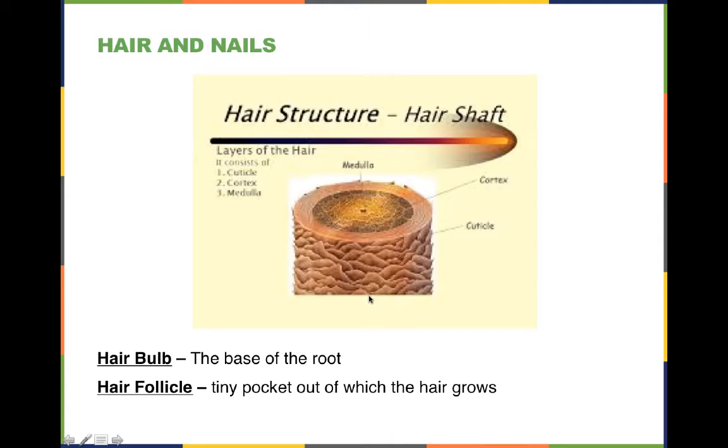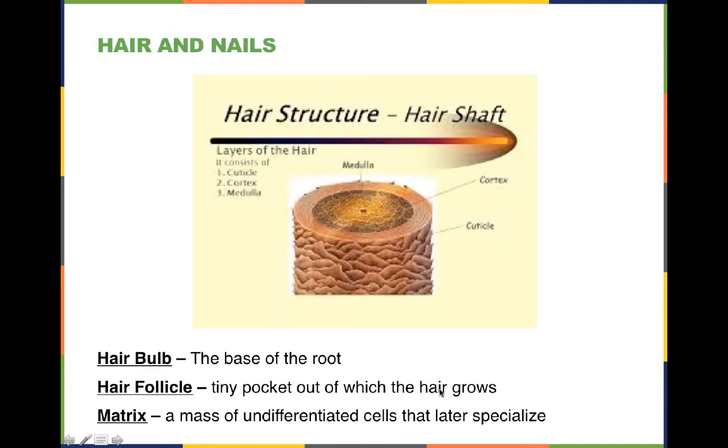The hair grows within a small pocket that's called a follicle. And then in the lower part near the bulb is an area of undifferentiated cells called the matrix, which results in the growth of the hair.